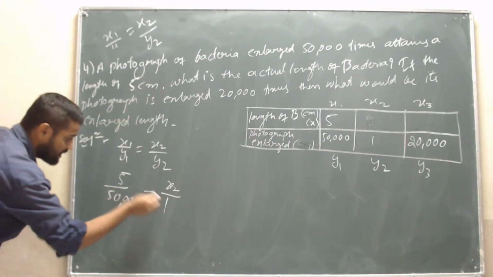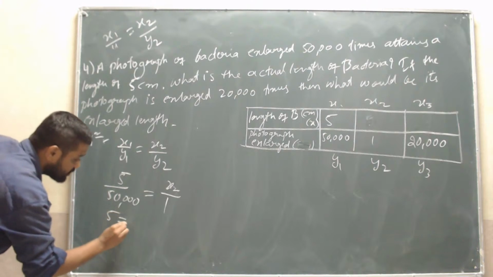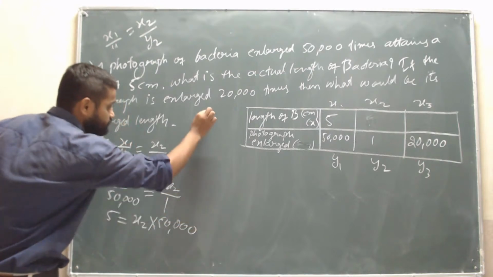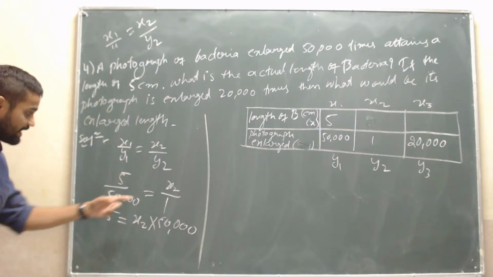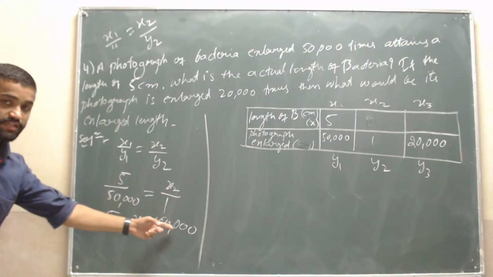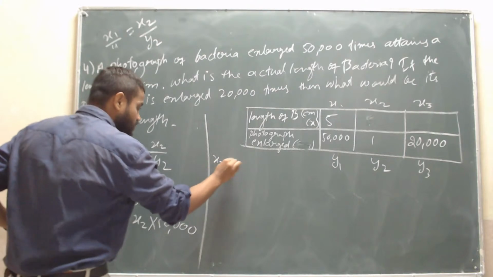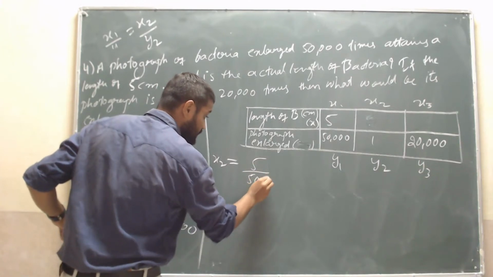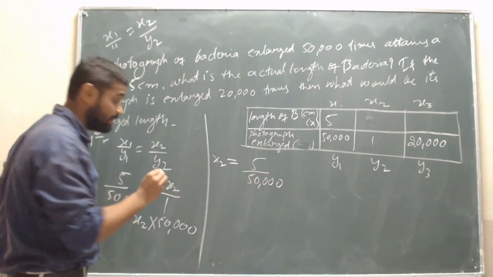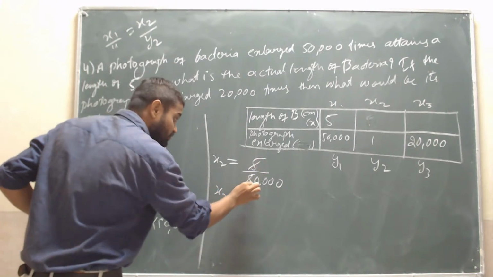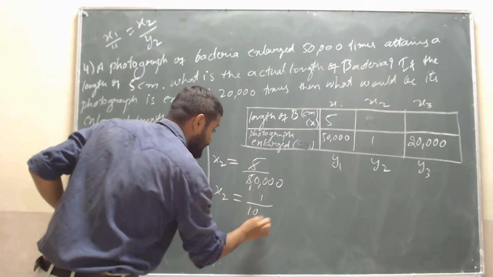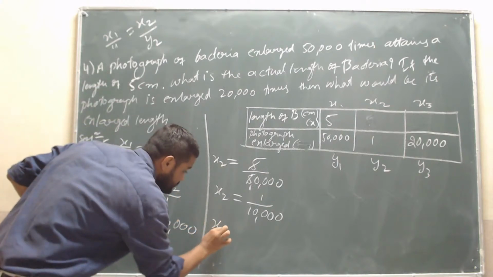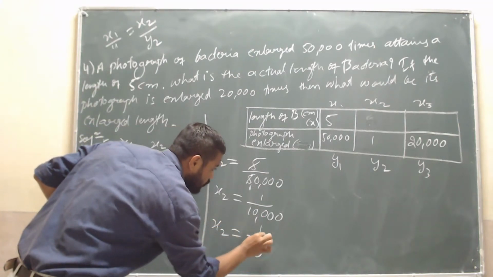Then solve it by cross multiplication. 1 into 5 is 5, equal to x2 into 50,000. Then x2 is equal to 5 by 50,000. Concentrate here. x2 is equal to 5 ones are 5, ones are 1, divided by 10,000. Yes. Then x2 is equal to 1 by 10 to the power of 4.